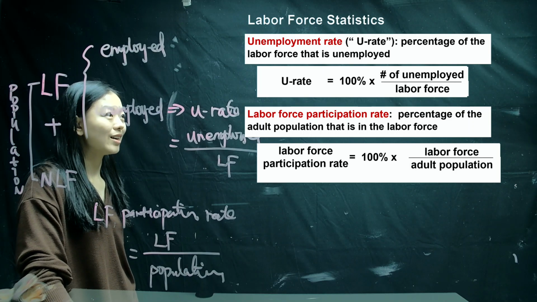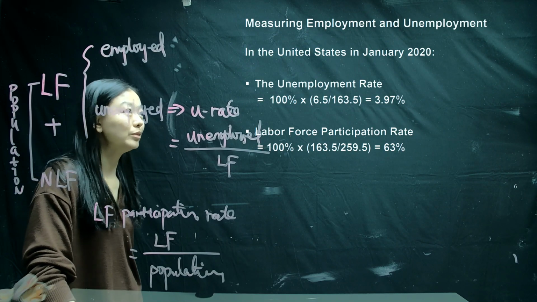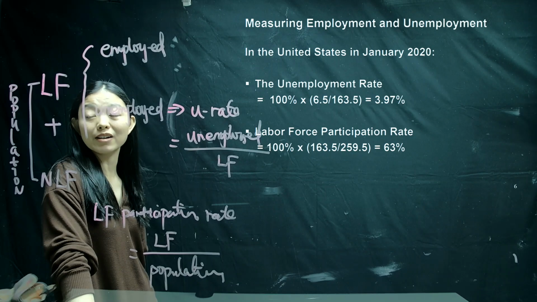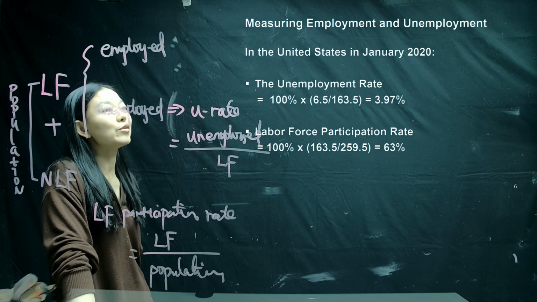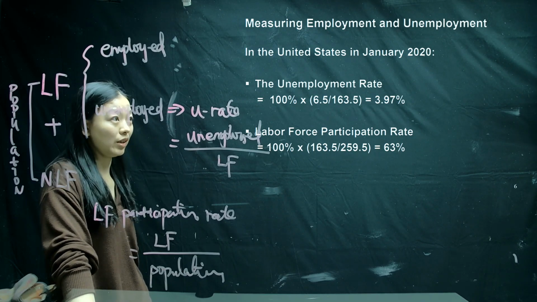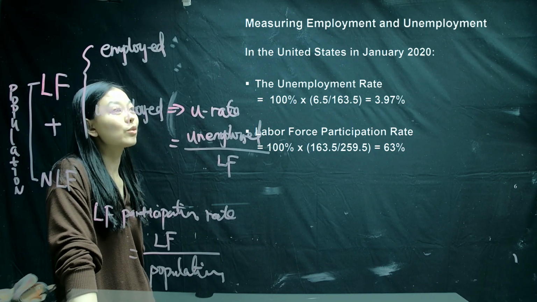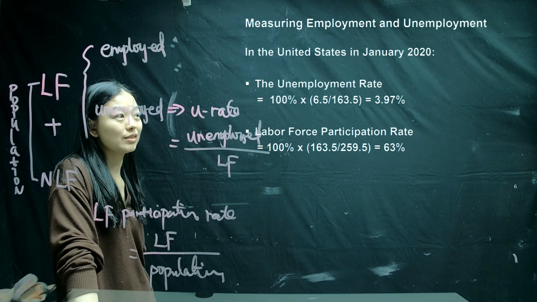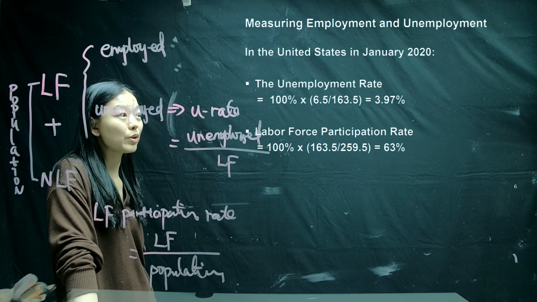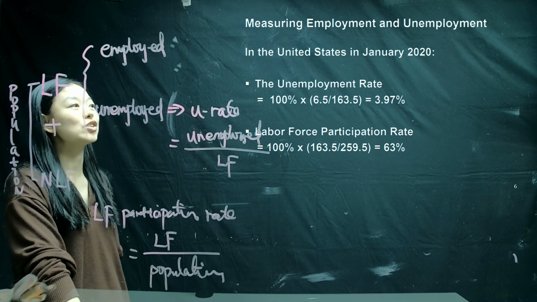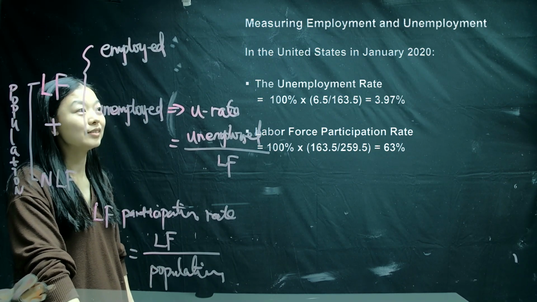All right, now let's look at one example. Those are some data that I got from BLS. In the United States in January 2020, the unemployment rate was 3.97%. Labor force participation rate was 63%. This is in January 2020.